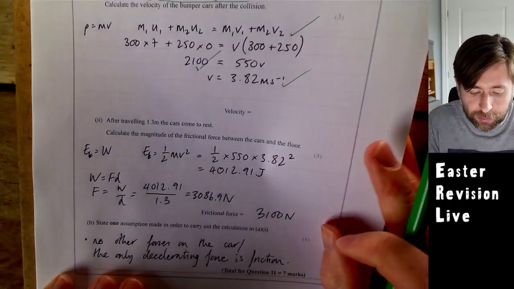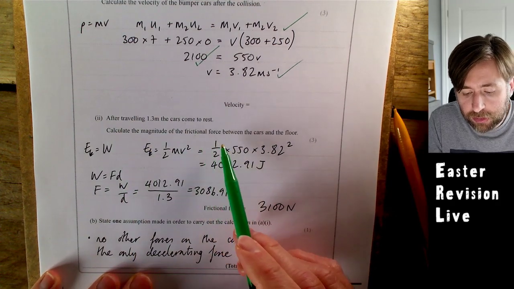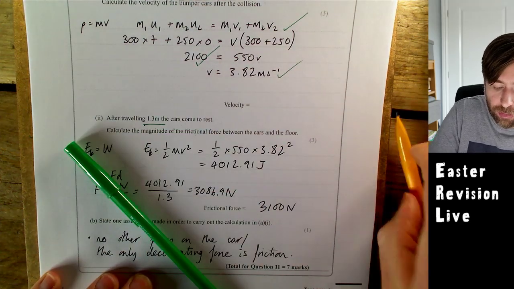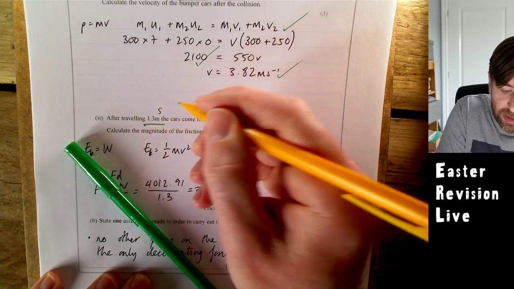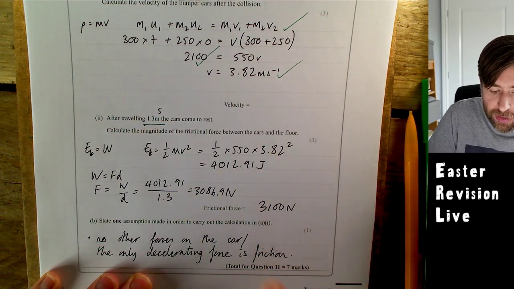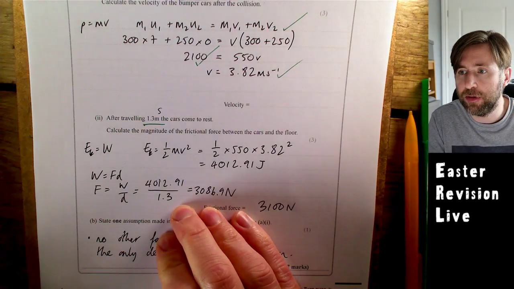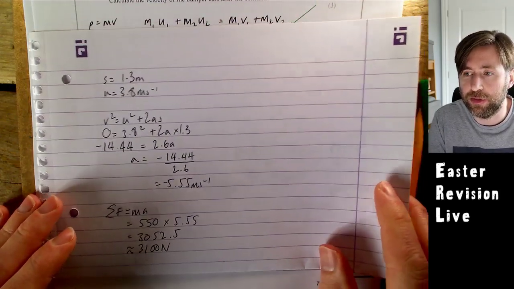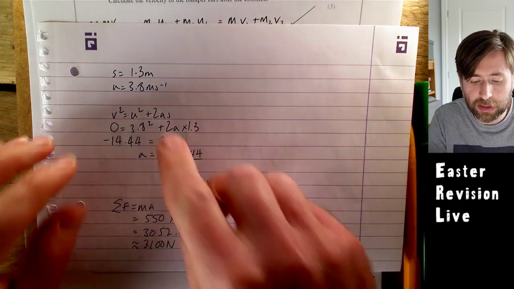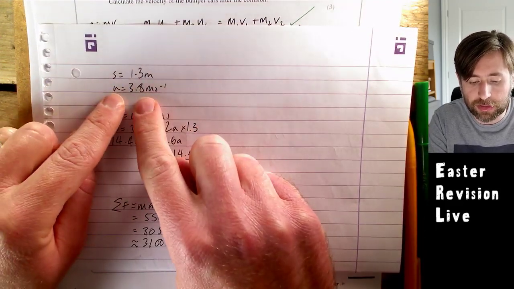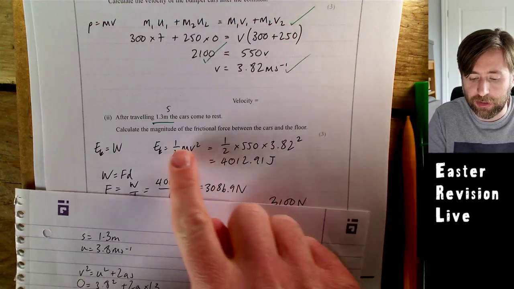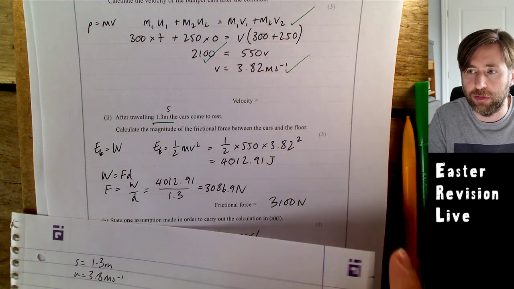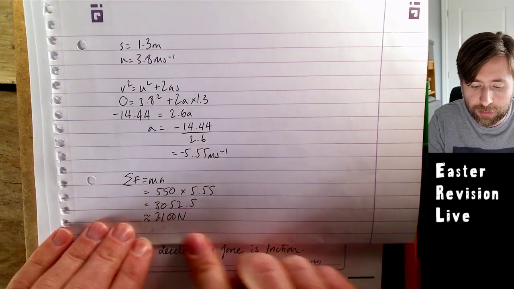Okay, moving on. Calculate the magnitude of the frictional force between the cars and the floor. You're told how far they travel to come to rest, so that's a distance, it's a displacement. Now, my immediate thought was, let's go Suvat. Okay, you can do it this way, or you can do it the Suvat way. So here's the Suvat way. This is not the way they gave in the mark scheme, but it does work. So distance is 1.3, initial speed, this is after they've collided and they're moving off with this speed you've just calculated here, so you would get any error carried forward if you've used the wrong answer here.